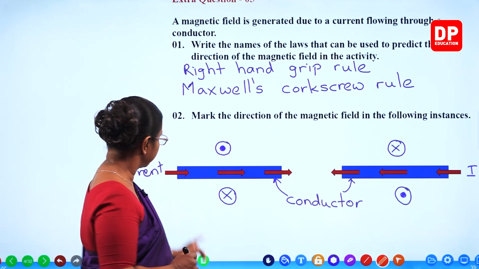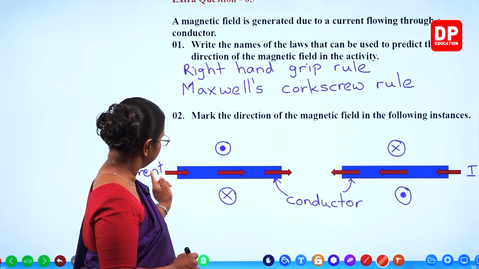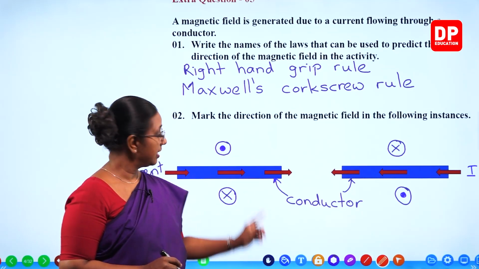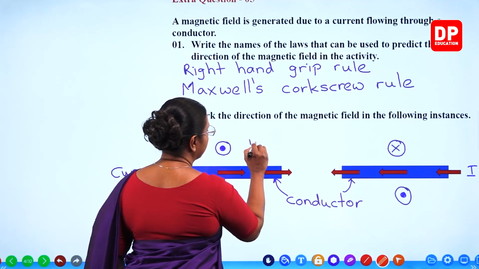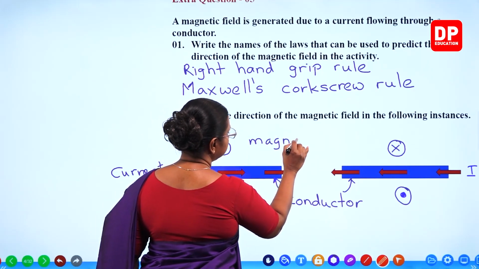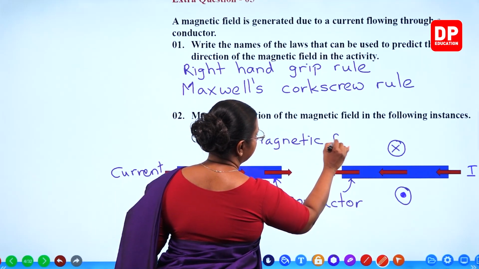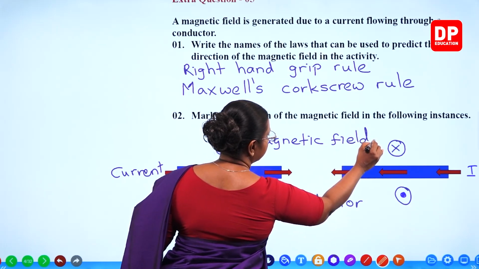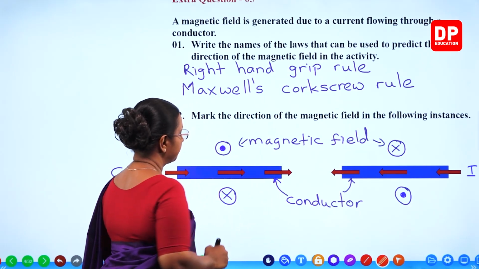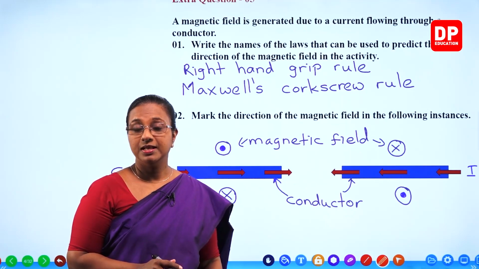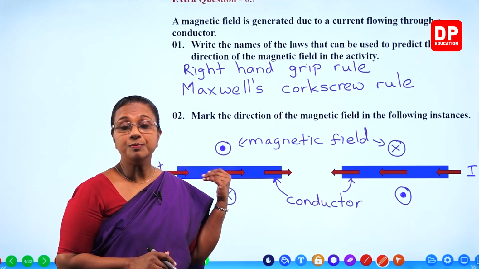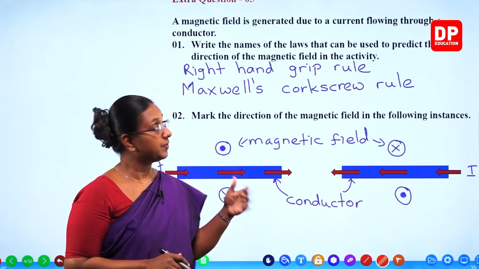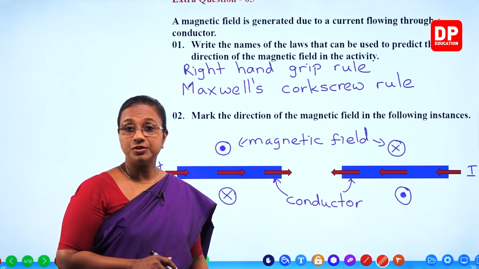Is that clear, students? So, we have the conductor, we have the current flowing through it, and we have denoted the magnetic field. So, this is the magnetic field, given by these symbols below and above. Is that clear? So, that is again related to magnetic effect of current. So, with that, students, I'll move on to the next slide.